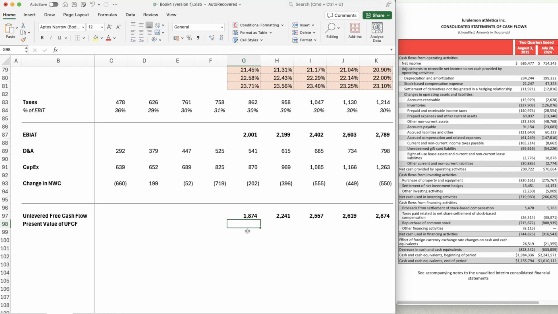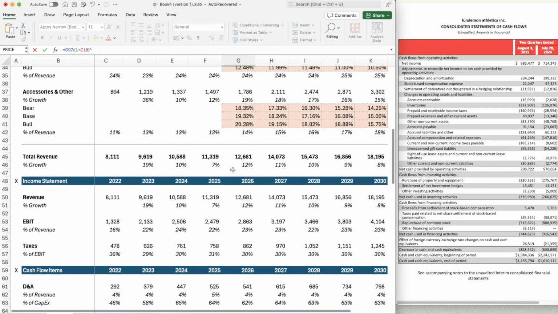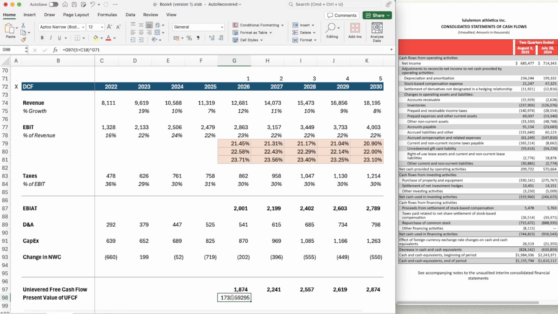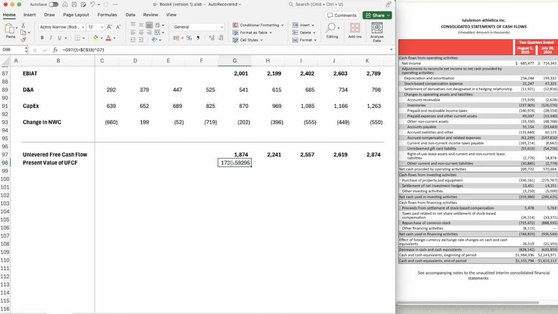Now, okay, easy. So we go the present value of the unlevered free cash flow equals, we take it divided by 1 plus the WACC, close brackets, to the power, and before we put it along, lock in your WACC. Then just put it along.